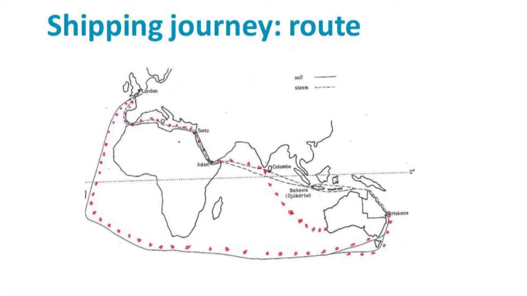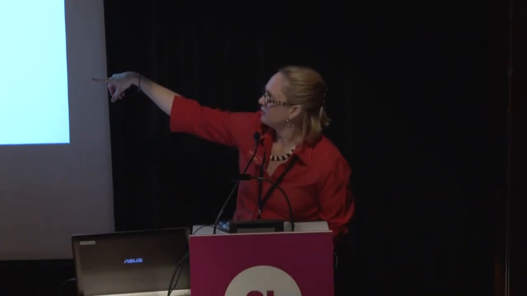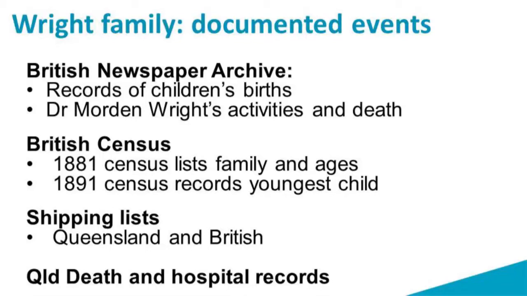So this is the map that I was talking about. You can see that the journeys either went down the coast and then around the bottom, or went through the Suez and either through the Torres Strait Islands or down to Western Australia. Anyway, what we've done is we've got an example following a family through and covering some of those points.